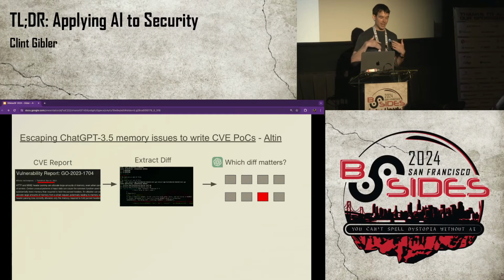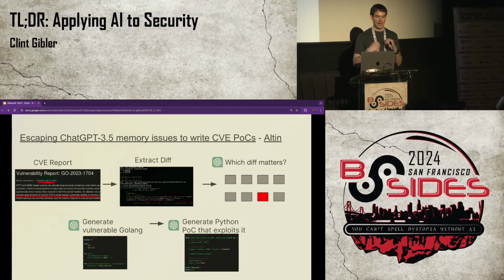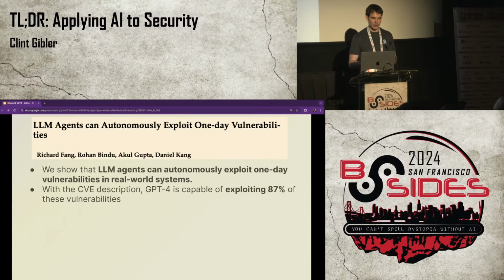You could pass that to an LLM to say, given this issue, which of these diffs is most likely responsible for it. You could then programmatically generate maybe a vulnerable Golang program that exhibits that vulnerable functionality, and even have a Python POC that exploits it. If you read the blog post, the author had to cajole the LLM to actually do the right thing, so it's not as streamlined and nice as I've made it look. But I think this is overall an interesting approach.